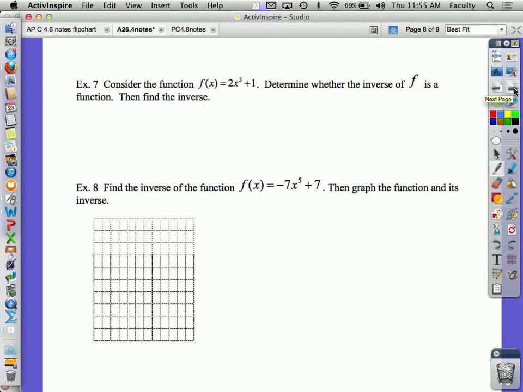All right, so let's look at example 7. It says, consider the function f of x equals 2x cubed plus 1. So I should know, based on my end behavior, that it looks something like this. But I don't know how much of a wiggle it might have in the middle, but I at least know it's this. It says, determine whether the inverse of f is a function.